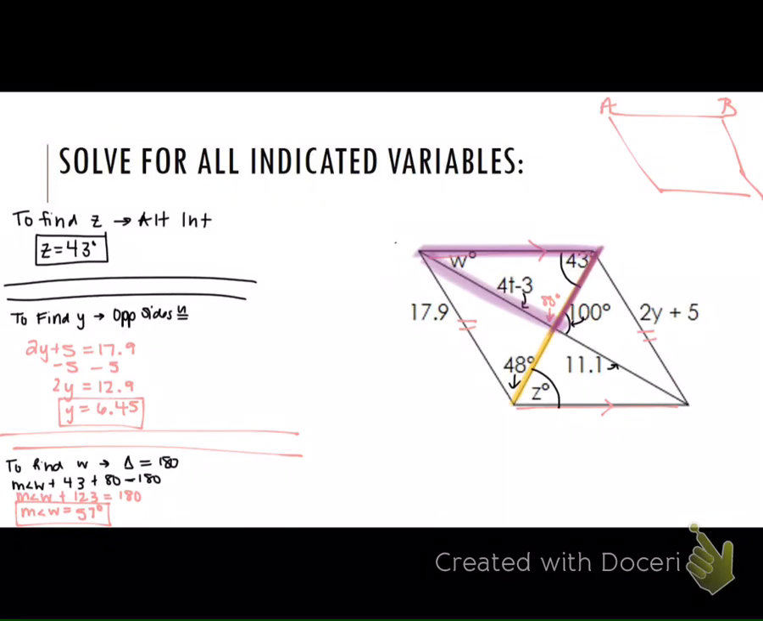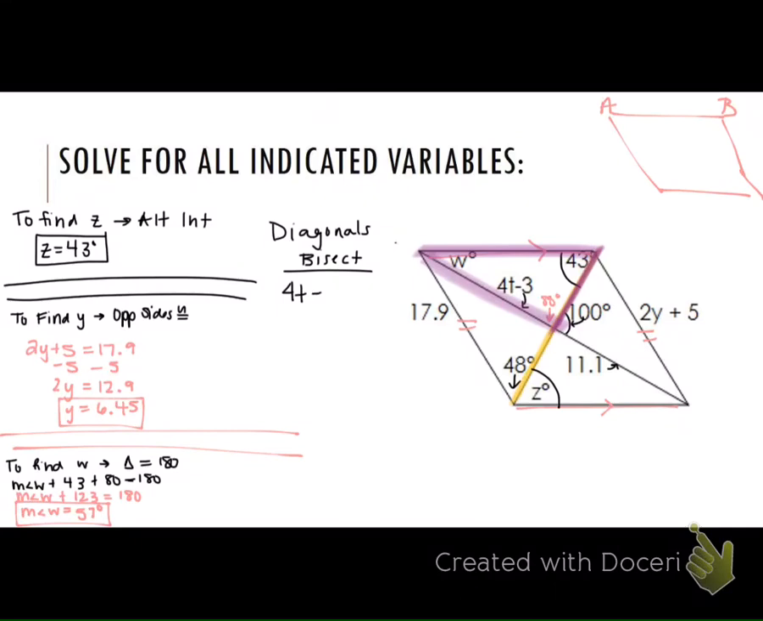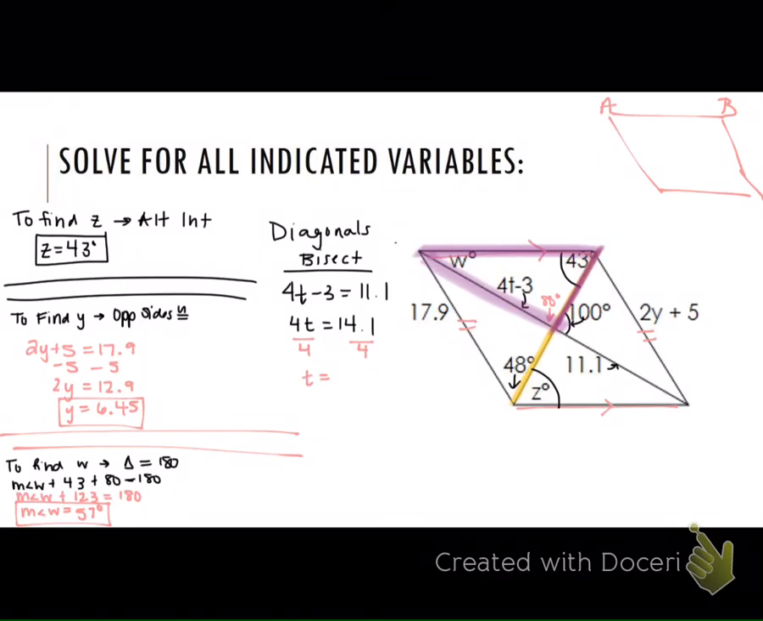Alright, so we only have one more variable to find, and that is t. Cole, how can I find t? Yeah, we know that the diagonals bisect each other. I do not know what 14.1 divided by 4 is. 3.524. All right, are there questions on that one?